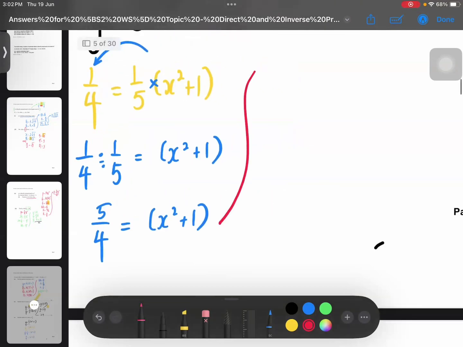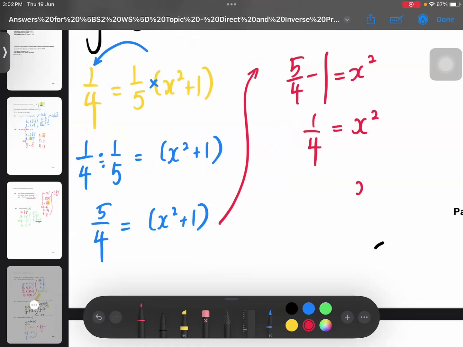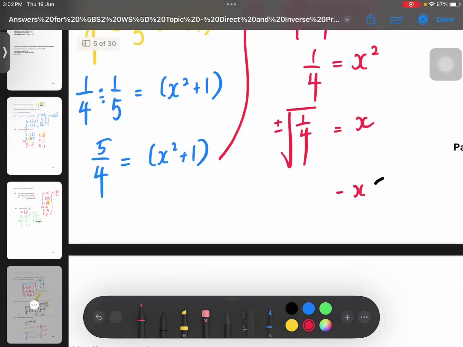All right, then after that, from here, you continue. You say that 5 over 4 minus 1 is equal to x squared. Is this something that you can understand? All right, then over here, you get 1 over 4 is equal to x squared. So for x, it is basically square root plus minus 1 over 4. Do you understand or don't understand? All right, when you square root 1 over 4, what happens is that you will get x is equal to what?